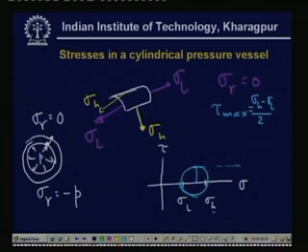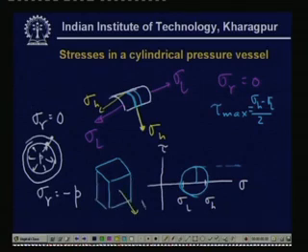But now, you have to remember one thing: this is the maximum shear stress in the plane of sigma L and sigma h, but this is not the maximum shear stress overall. Because if you take the 3-dimensional figure, then the normal stresses are sigma L and sigma h, but here the normal stress is 0.